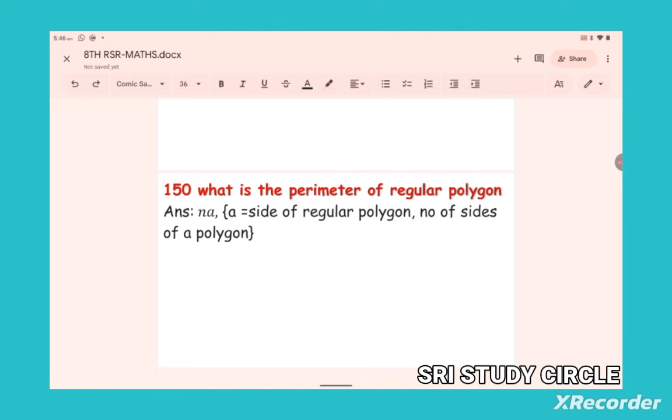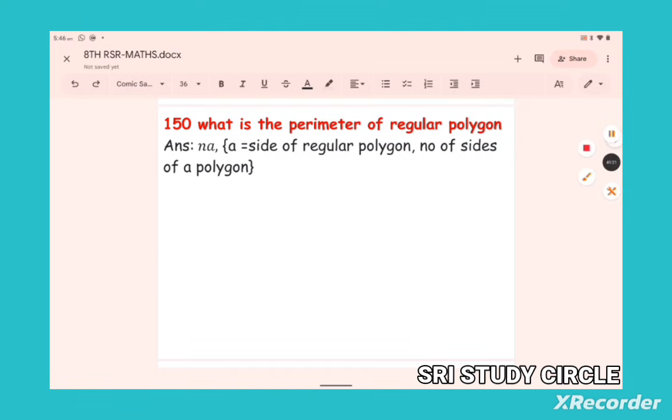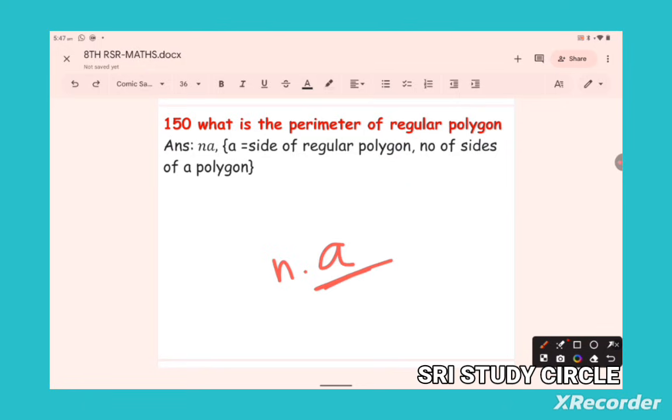What is the perimeter of a regular polygon? Sum of all sides. Suppose a polygon contains n sides, then the perimeter of the n-sided regular polygon is equal to n into a, n into side. For a polygon which contains 4 sides, 4 into side. Sum of all 4 sides, 4 into side, 5 into side, 6 into side. So the answer is n into side.